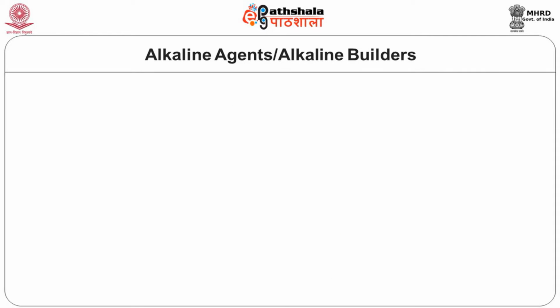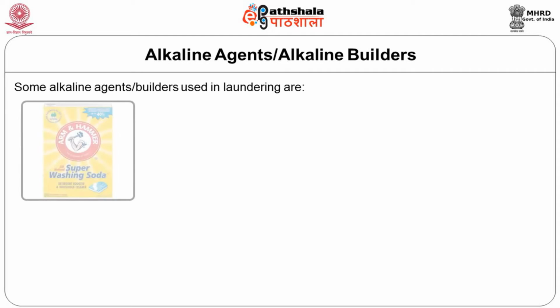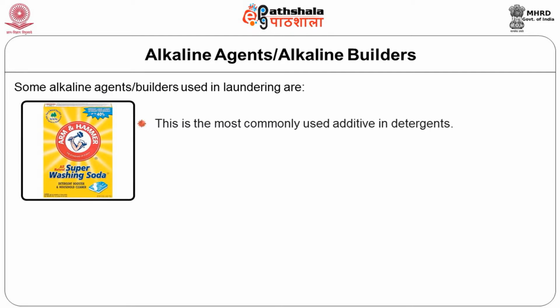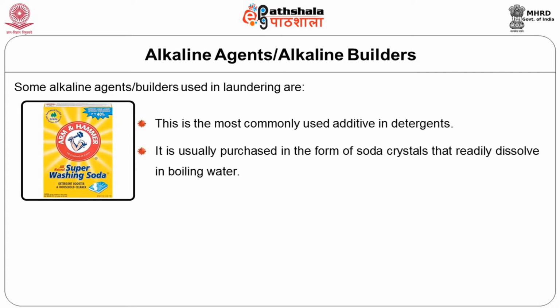So far we have discussed water, soap, detergents and different types of bleaching agents. Next I am going to deal with the alkaline agents. Some alkaline agents used in laundry are washing soda or sodium carbonate. This is the most commonly used additive in detergent. It is usually purchased in the form of soda crystals that readily dissolve in boiling water.